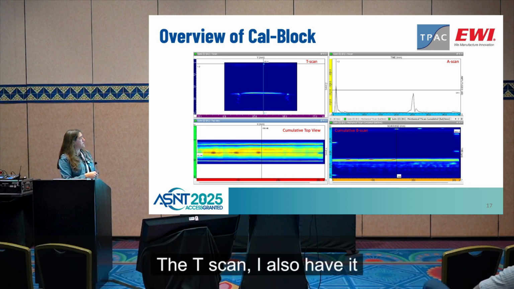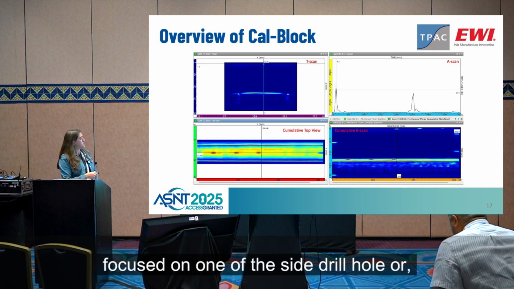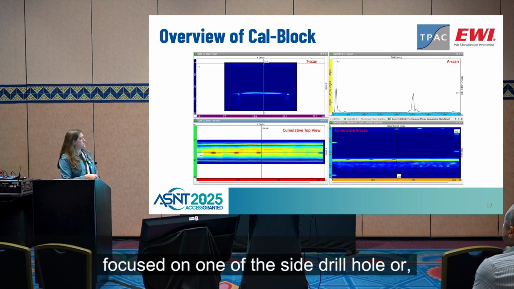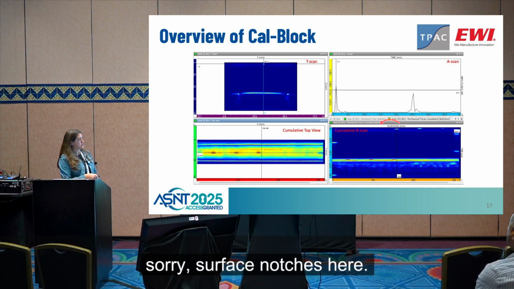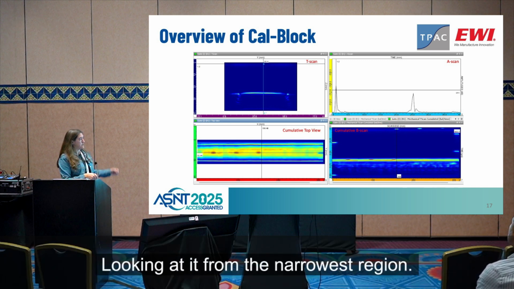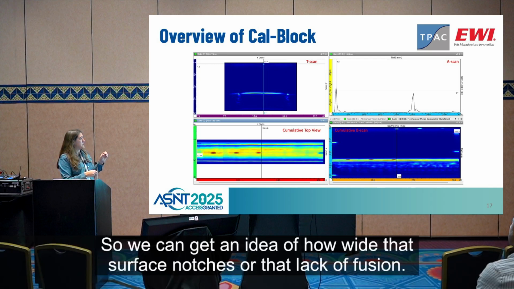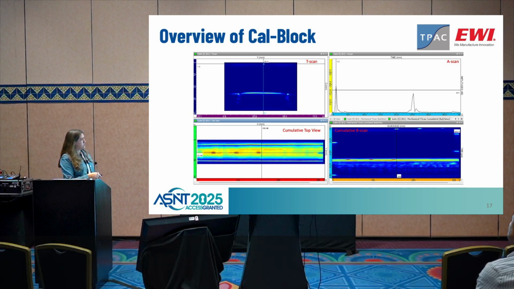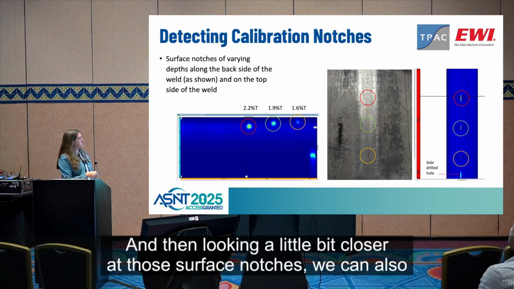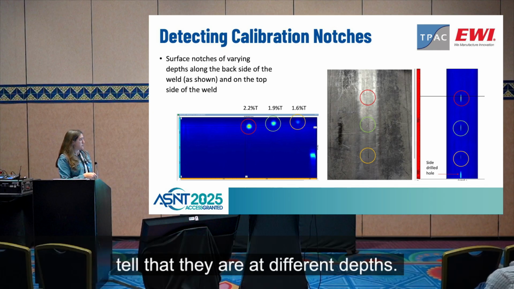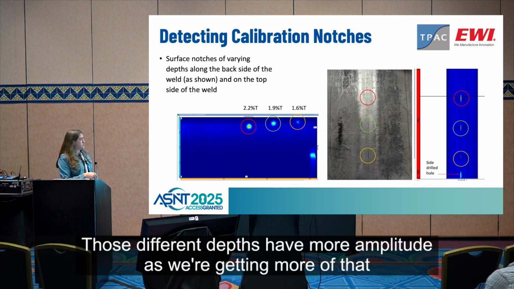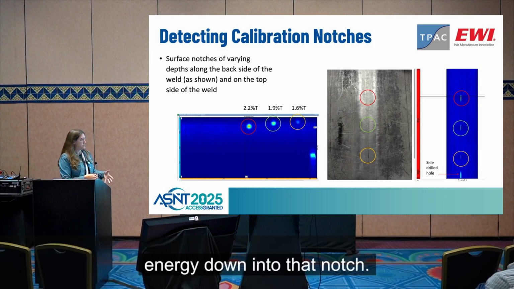The T-scan, I also have it focused on one of the side drill hole, surface notches here. So this is the surface notch, looking at it from the narrowest region. So we can get an idea of how wide that surface notch is, or that lack of fusion. And then looking a little bit closer at those surface notches, we can also tell that they are at different depths. Those different depths have more amplitude as we're getting more of that energy down into that notch.